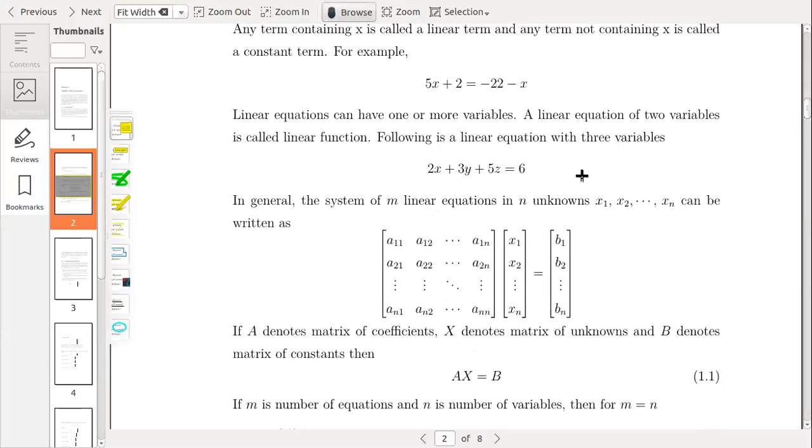Okay, so we are actually interested in writing a linear equation in the form of matrices because we want to apply numerical methods to solve a linear equation.